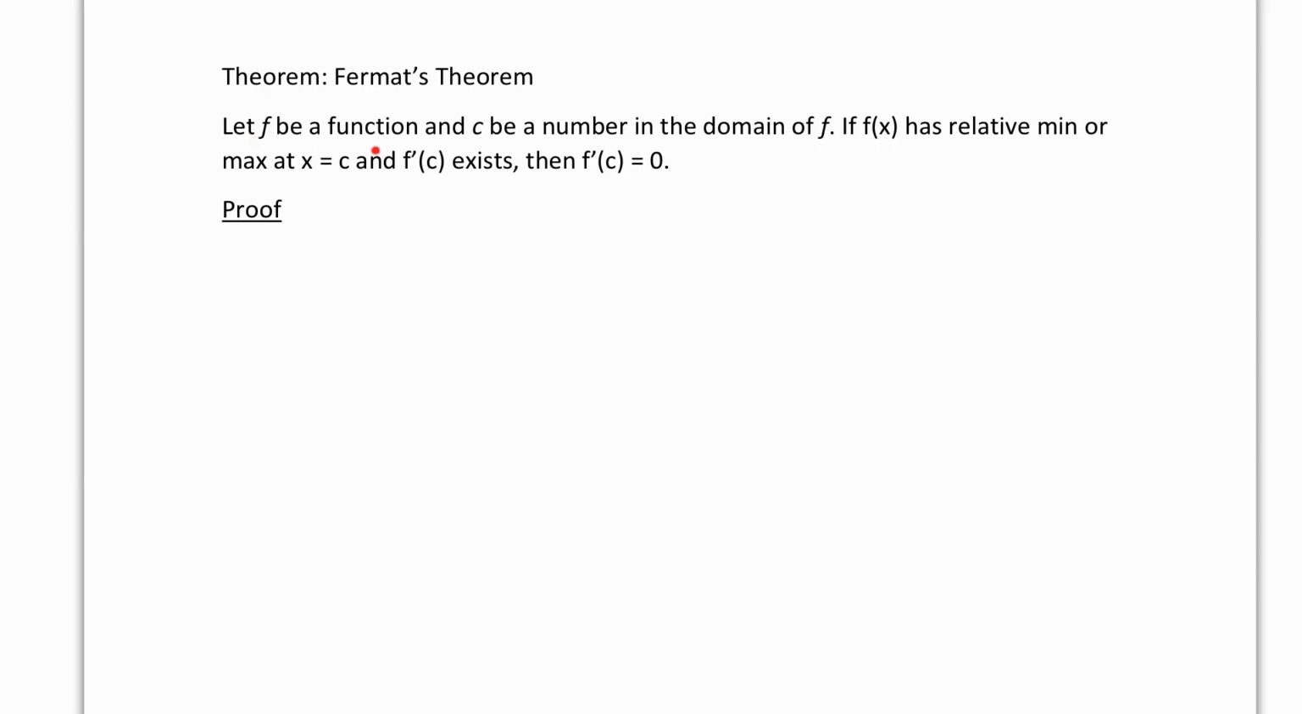So let f be a function and c be a number in the domain of f. If f(x) has a relative minimum or a relative maximum at x equals c, and f prime of c exists, then f prime of c has to equal 0.